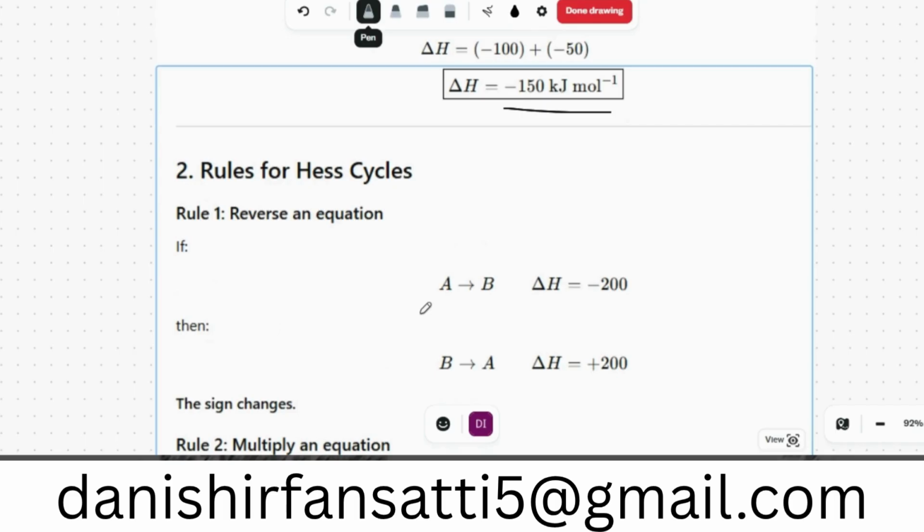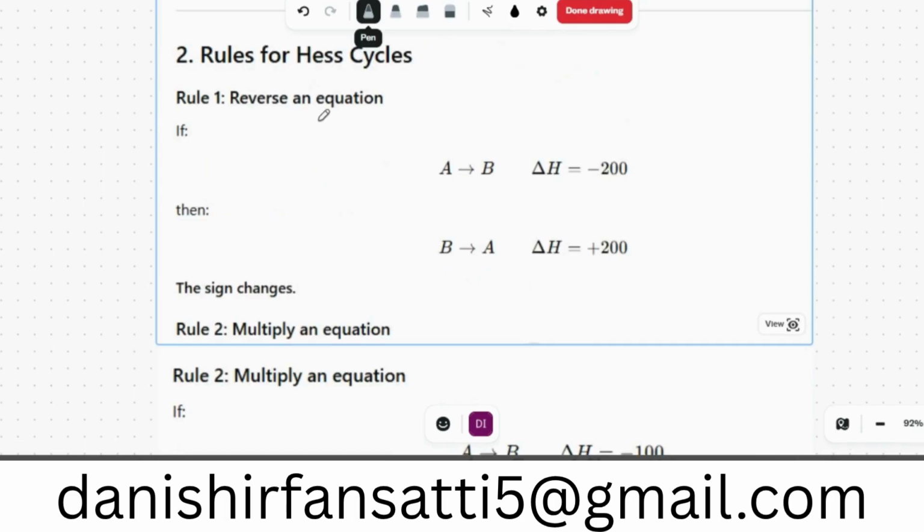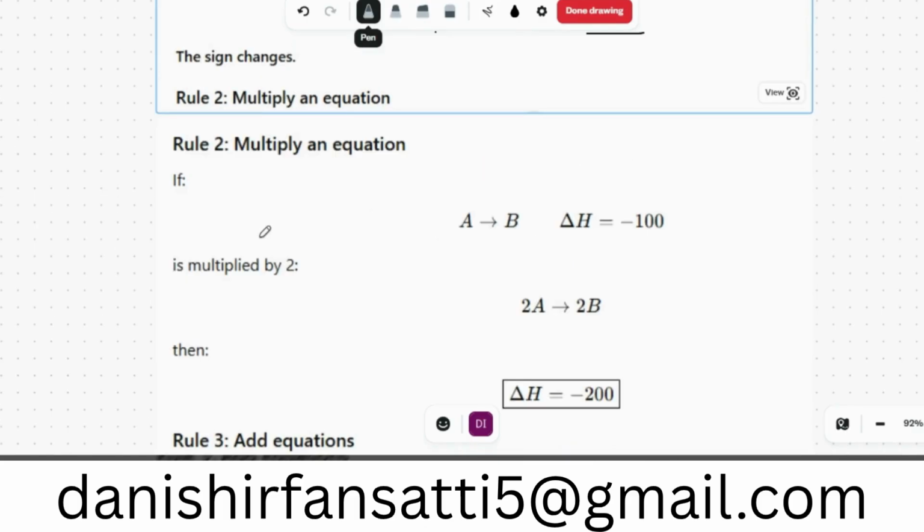Rules of Hess's law. Reverse an equation. If A to B, delta H is minus 200, then from B to A it is the opposite. It would be plus 200. The sign will change.